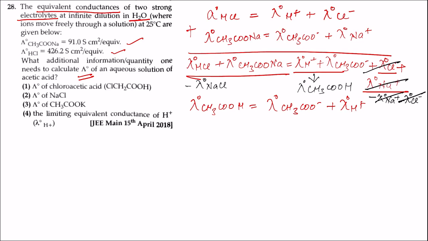As can be seen, what has to be subtracted from the conductivity values? The limiting molar conductivity of NaCl. So to get the limiting molar conductivity of acetic acid, the limiting molar conductivity of NaCl has to be subtracted. So option 2 is the correct option.